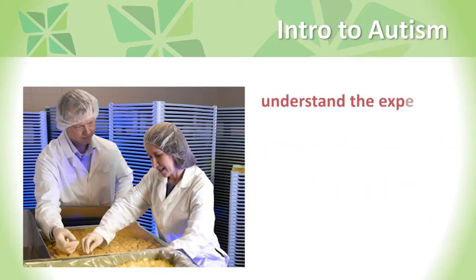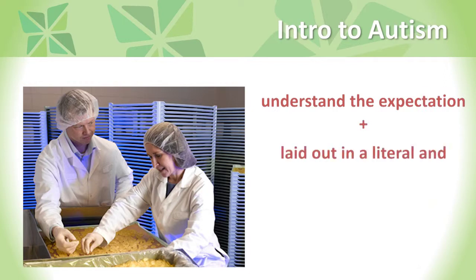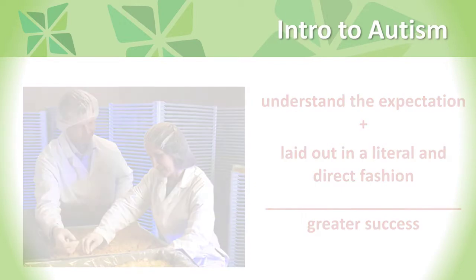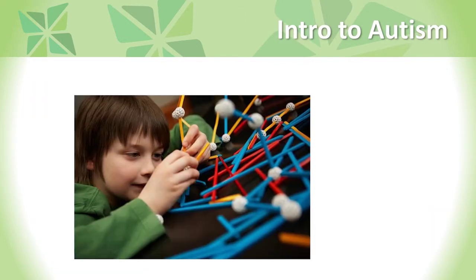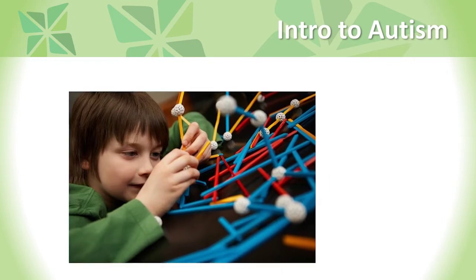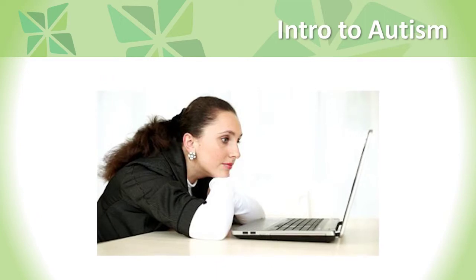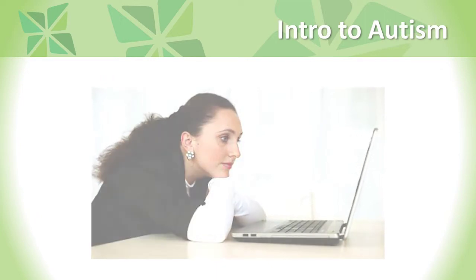When they understand the expectation and when it is laid out for them in a literal and direct fashion, individuals with autism have greater success. Just as an individual with autism may focus on one specific feature of a toy, as they get older, they also tend to develop very specialized interests.